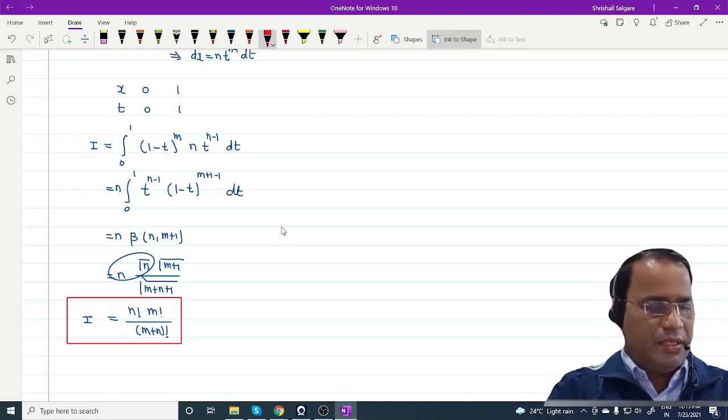So today we have seen the definition of beta, its properties, and three types of integrals, and how to evaluate them by using the beta function.